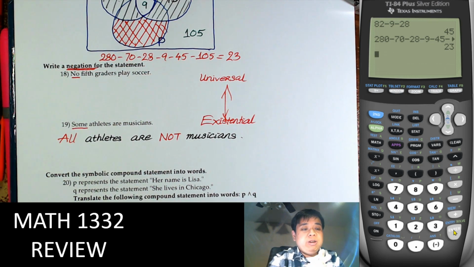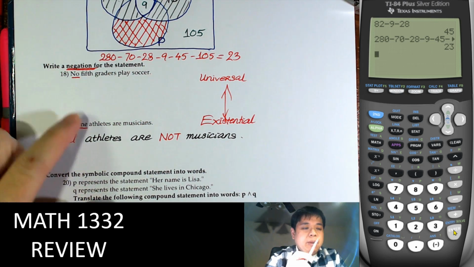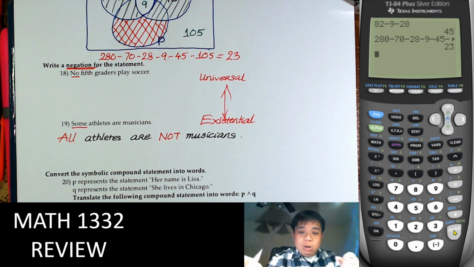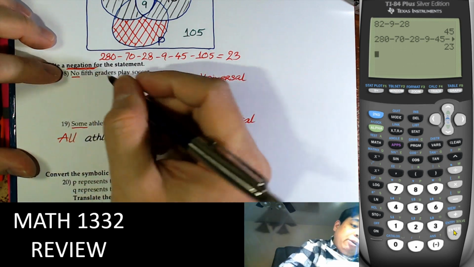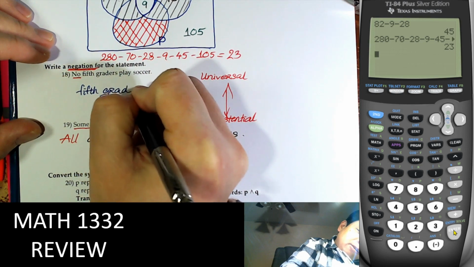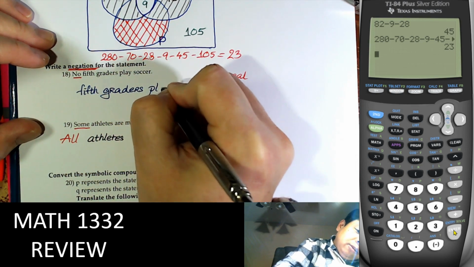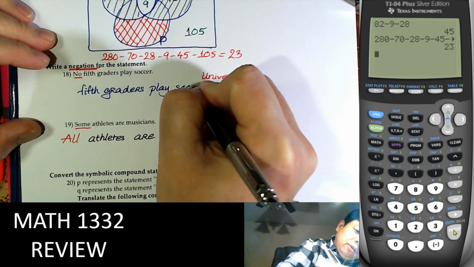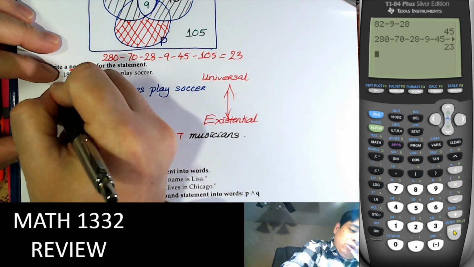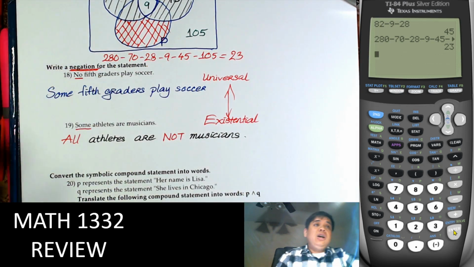On 18, we say no fifth grader plays soccer. Right, so the key here is the no. The no is universal, but it has the meaning negative to it. No meaning not, so it's negative already. So if we want to negate it, we're not going to do anything. We said fifth grader plays soccer. And we have to change the quantifier to existential, which we say some fifth grader plays soccer.